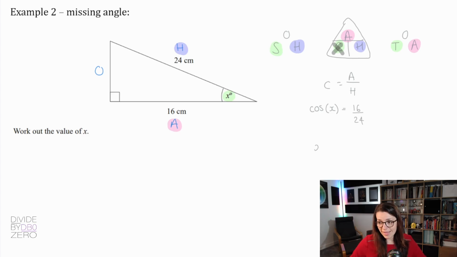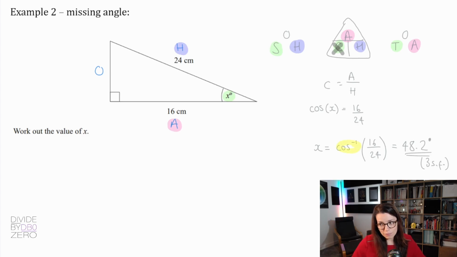Now, in order to get X out of the cos, or on its own, we actually need to do cos to the minus 1. Now, some people would refer to this as shift cos because that's what you need to do on the calculator to get it. Also, you could call it cos to the minus 1 or technically inverse cos. Whatever you want to call it, it's fine as long as you type that into the calculator. Cos to the minus 1, 16 over 24, and that should give you your answer, 48.2 degrees. And that would be to 3 significant figures again.